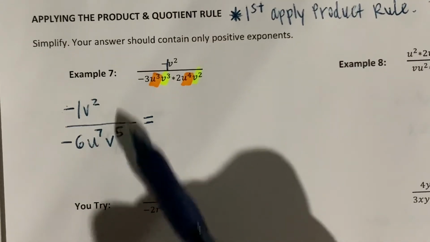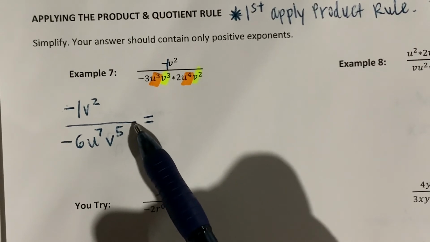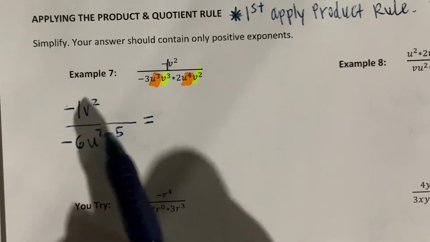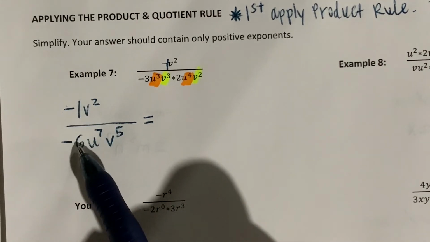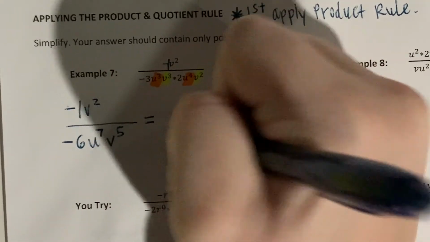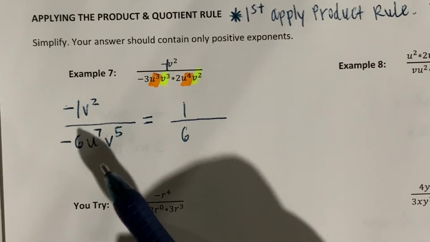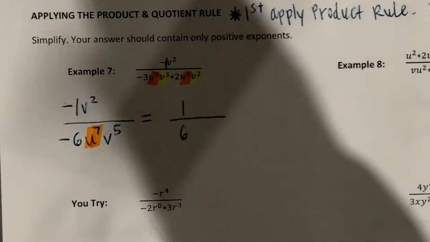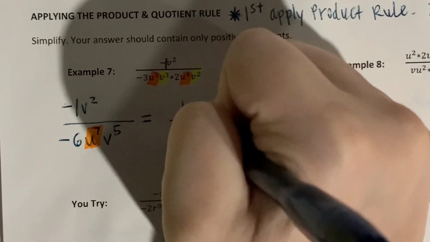So now I have no more product rule, but notice I have quotient rule. I have my division bar here. I've got a fraction. So let's look at the coefficients out front. -1 divided by -6 gives me 1/6. I see that I only have a u in the bottom here, just a u to the 7 in the bottom, so that's going to stay in the bottom, u to the 7.